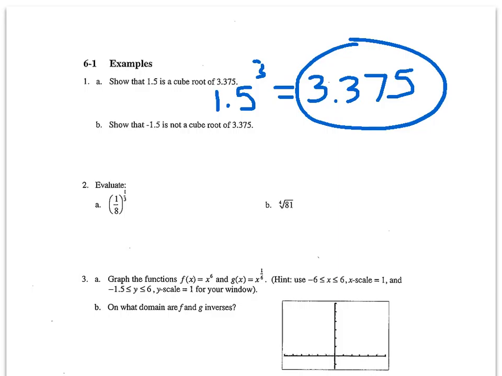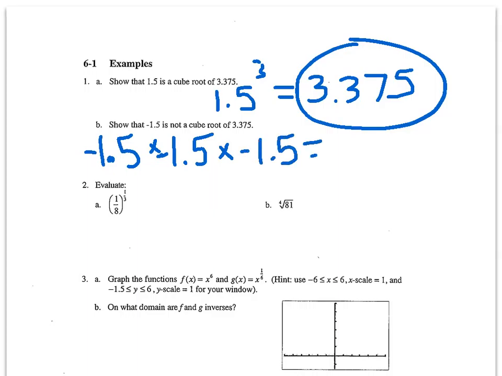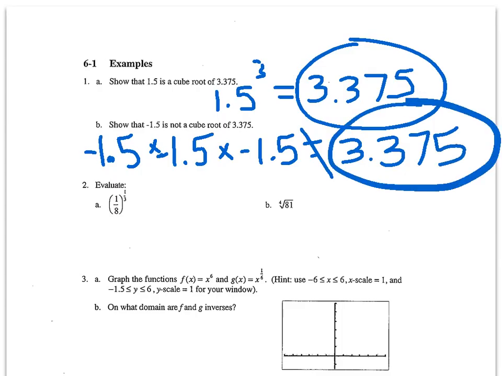Show that negative 1.5 is not a cube root of 3.375. Well, if I have negative 1.5 times negative 1.5 times negative 1.5, if I have a negative times a negative times a negative, is my answer positive or negative? You get a negative answer. If you have a negative number to an odd exponent, negative. So that does not equal 3.375. That does not equal it.